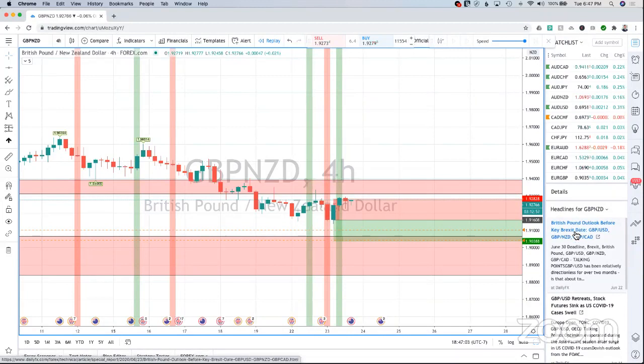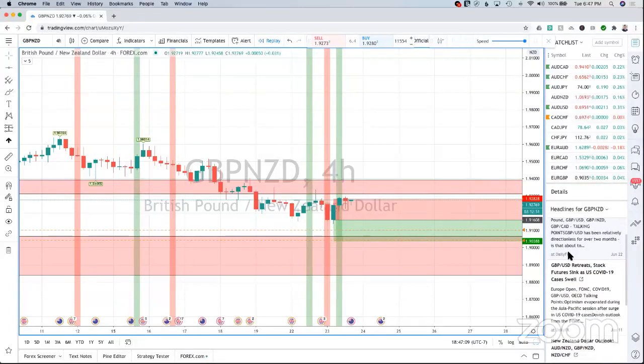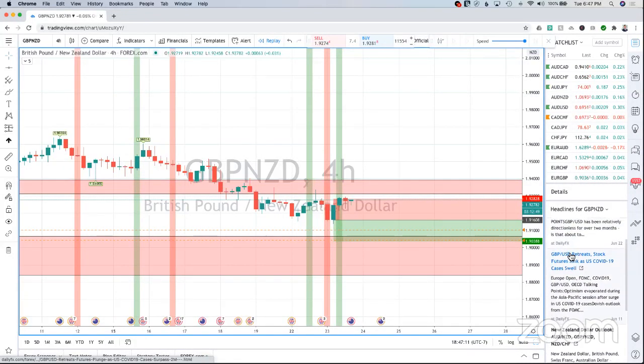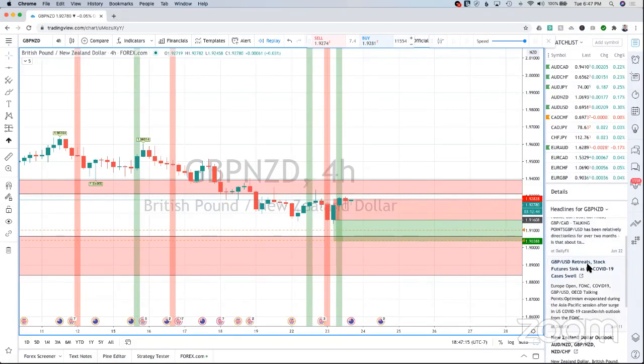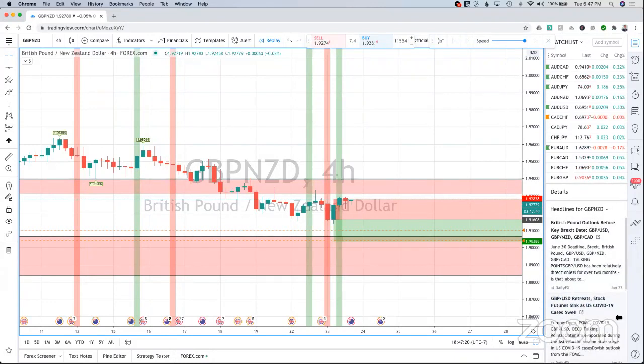Yeah, nothing really. They were talking about Brexit, but it's a June 30 deadline. There's nothing happening right now that could have caused it to move like that. That's the last news. There's no big news, and the news before that was on June 11th. So there's literally nothing that could have caused this to go up.